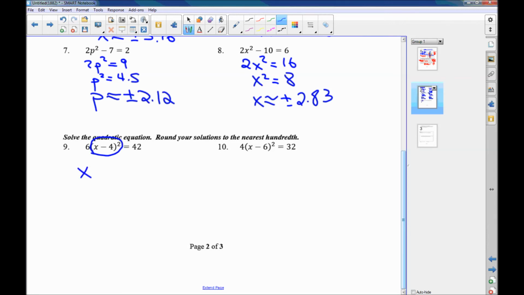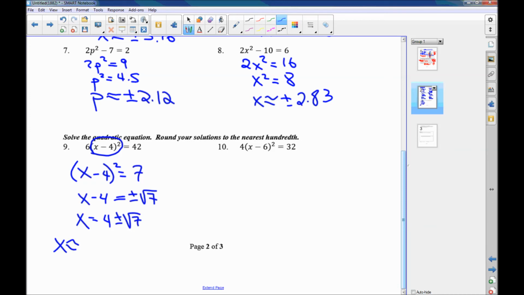So I'm going to divide both sides by 6. And then I'm going to square root both sides to get rid of the squared on the left side. So this would be plus or minus square root of 7. And then we add 4. So these are our exact answers, 4 plus or minus root 7. Okay, and then we're going to type it on a calculator to see what they estimate to.